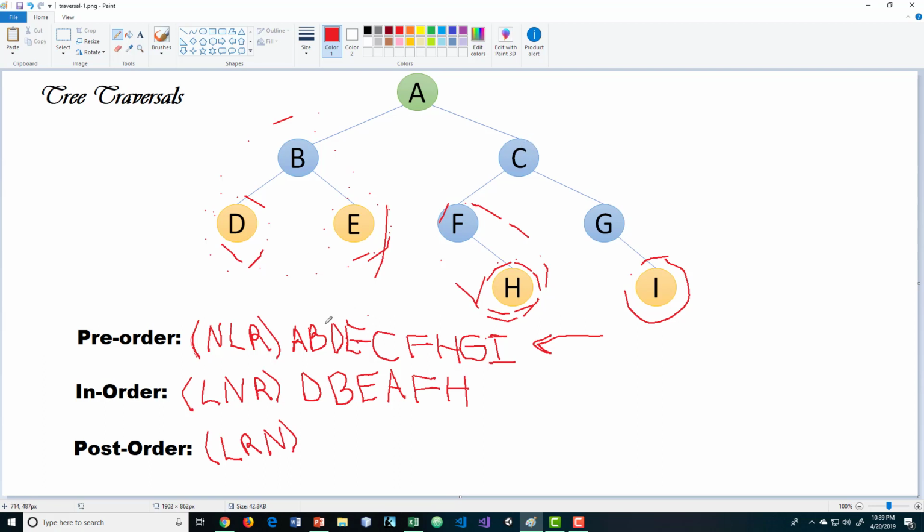Hey C, did you visit your left? Yes. Have you visited yourself? Not yet, but I'll write it down now. There you go. Now I am officially visited as C. And now I say, have you visited your right? Nope, haven't done that yet. So I go down to the right and I say, hey G, have you visited your left? I don't have a left. Okay, you can visit yourself.